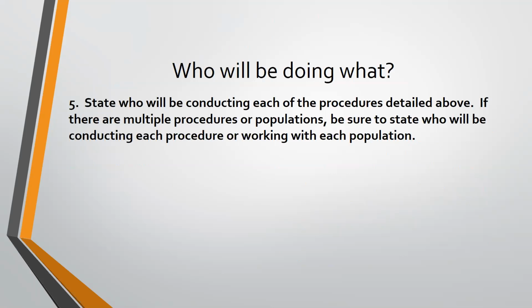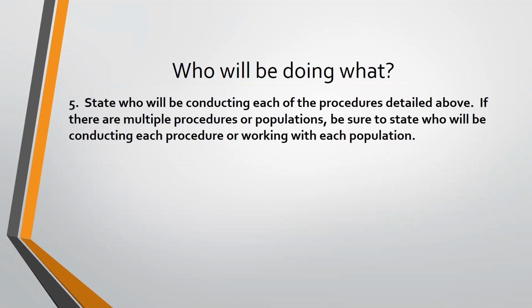And so for IRB purposes, you need to outline exactly who is doing what, and that's to make sure that there's no coercion going on and that everyone has been IRB certified through CITI training. But in your case, you can just say that you're the one doing everything. And so this is an easy answer to this question.